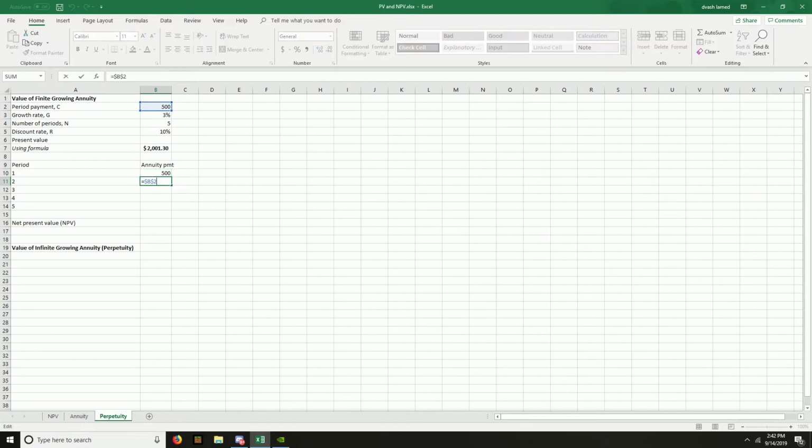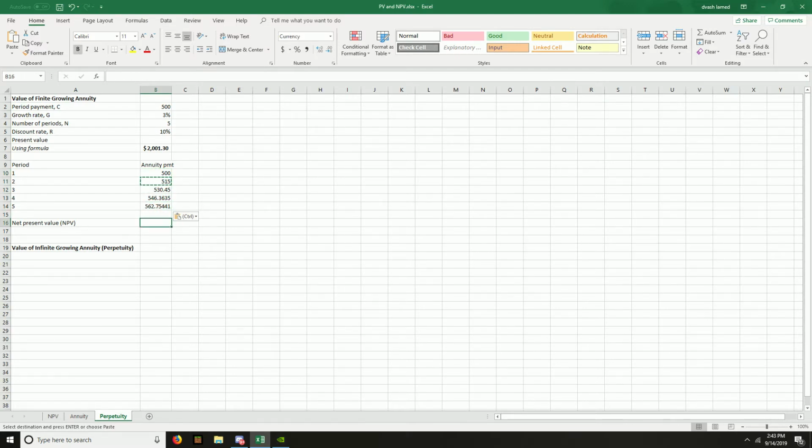And then we could say that we'll have our annual payment multiplied by 1 plus our annual growth rate. And we can fix that as well because the growth rate will remain the same, to the power of the number of periods minus 1. And that will just remain the same, since we'll have to drag it down. And then we can drag this formula down. So these are our annuities.